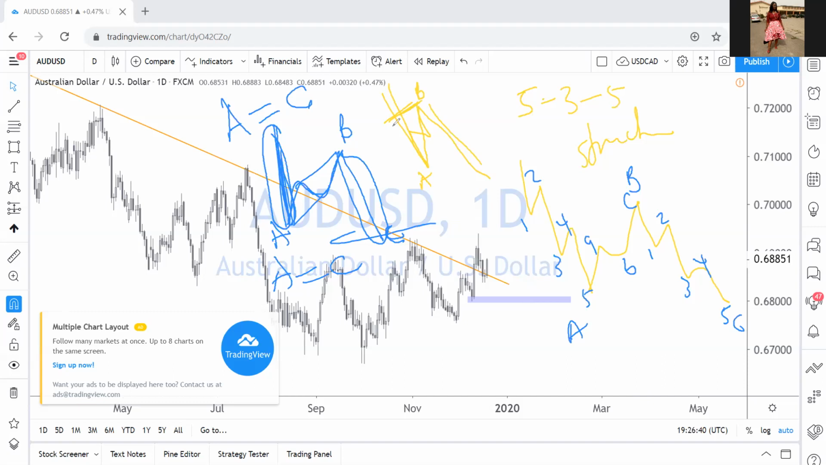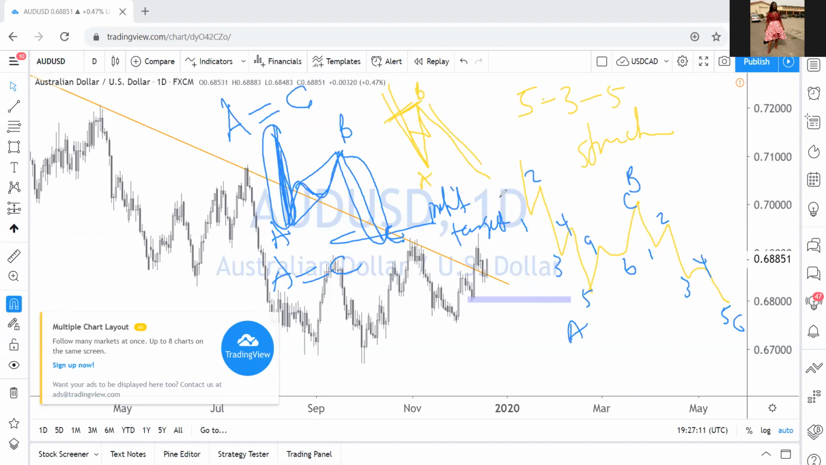B must retrace to about 50% of the length of A. All right, and I've shown you how to do that. And then lastly, I said in the formation of zigzag, A is usually equal to what? C. And this particular rule or theory is very, very essential when we want to make our profit target.